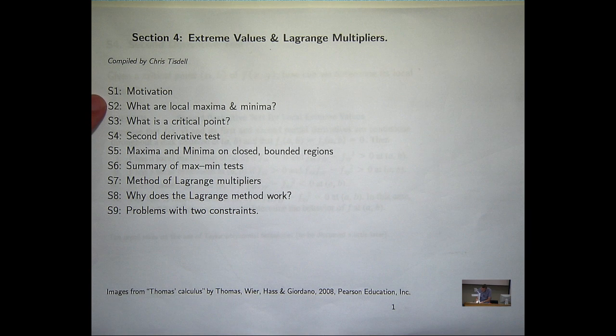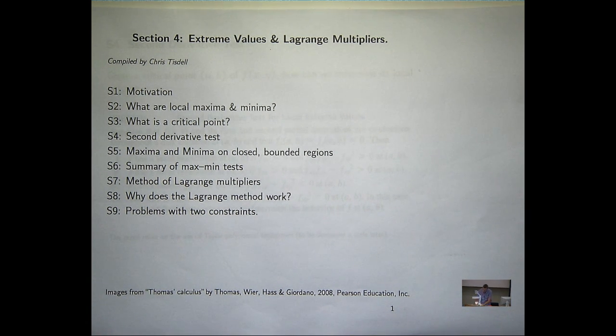Last time we started section 4. We motivated the topic of extreme values. We looked at local maxima and minima. And we looked at what we mean when we talk about critical points. Now, in today's lecture, it's all about classifying these critical points.